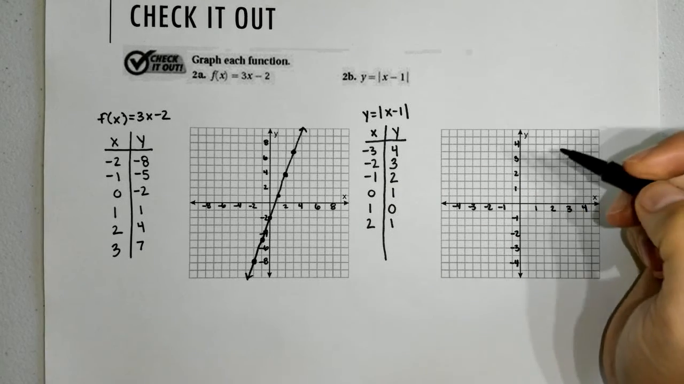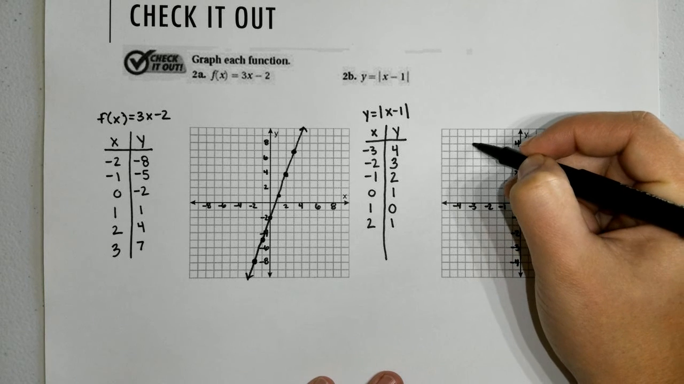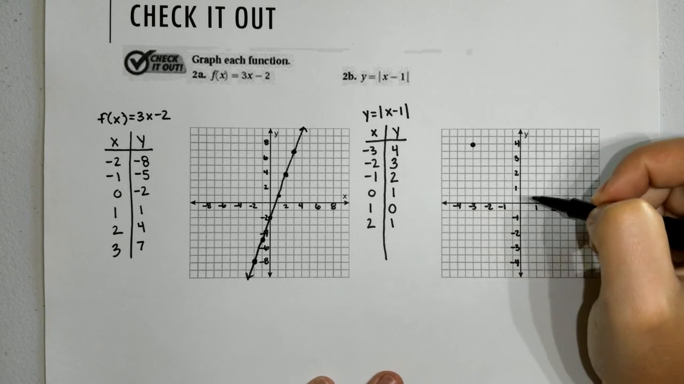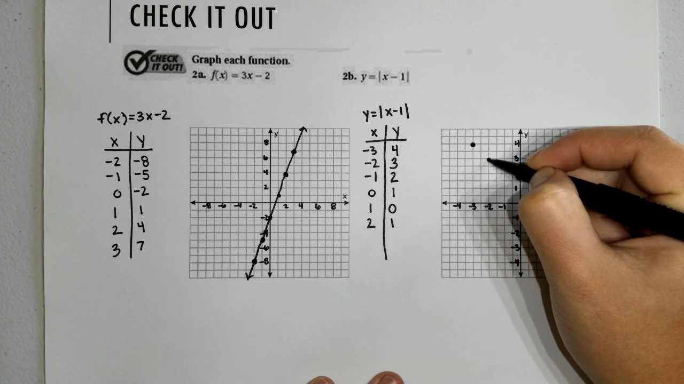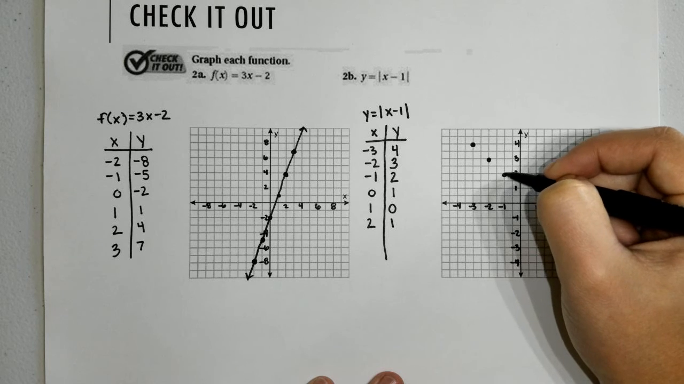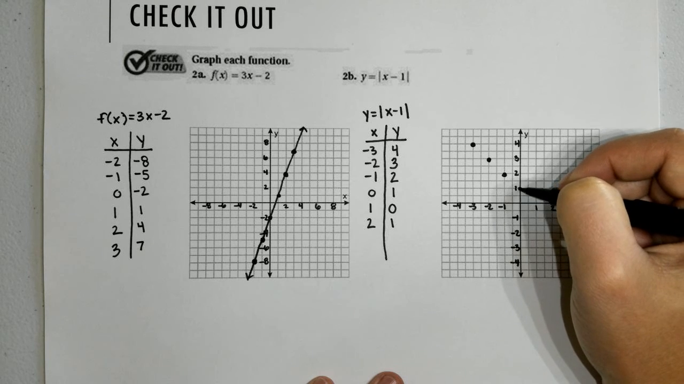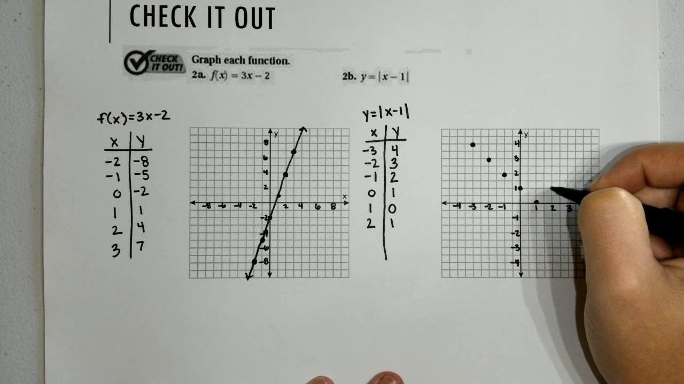So I'm going to go ahead and plot these. So I have (-3, 4), (-2, 3), (-1, 2), (0, 1), (1, 0), and then (2, 1).